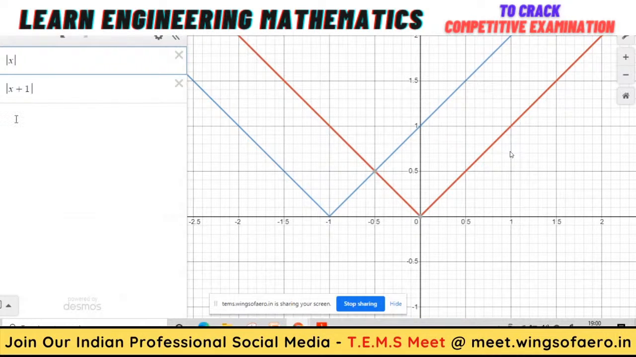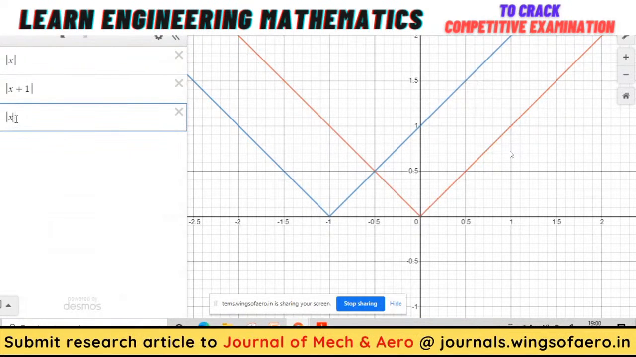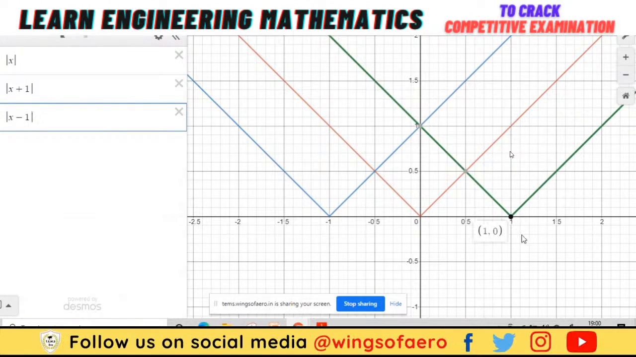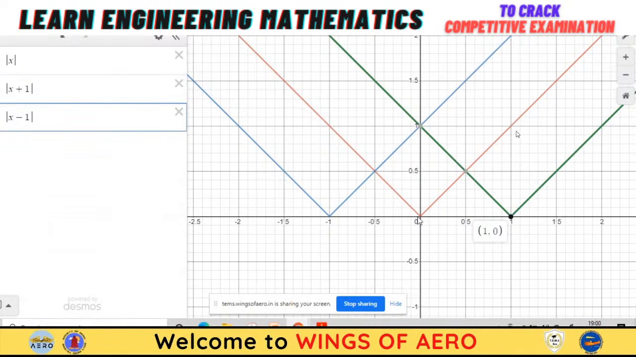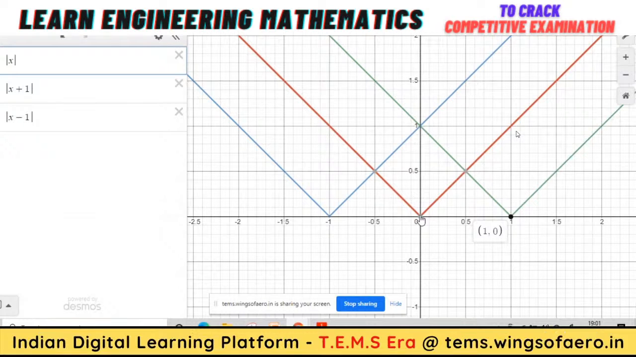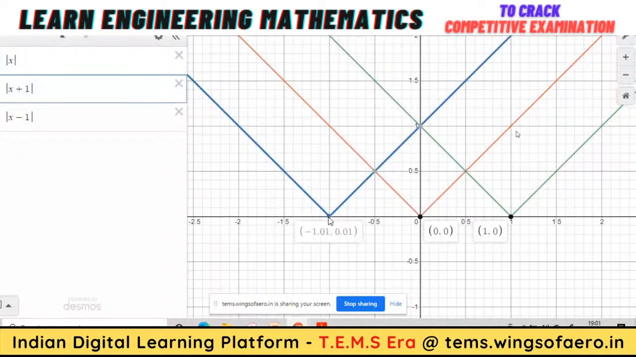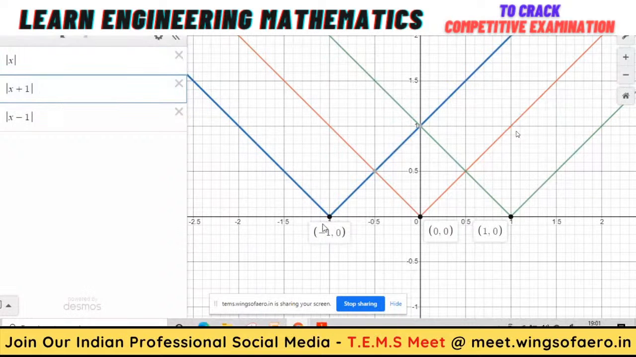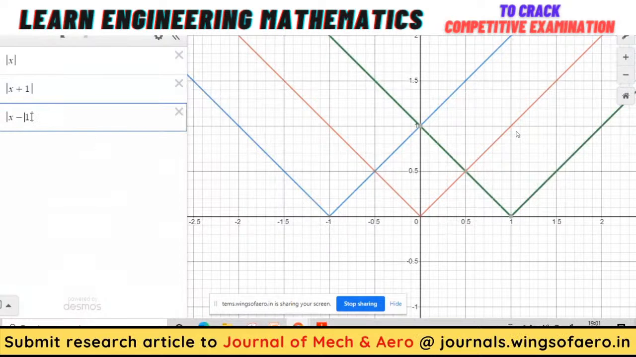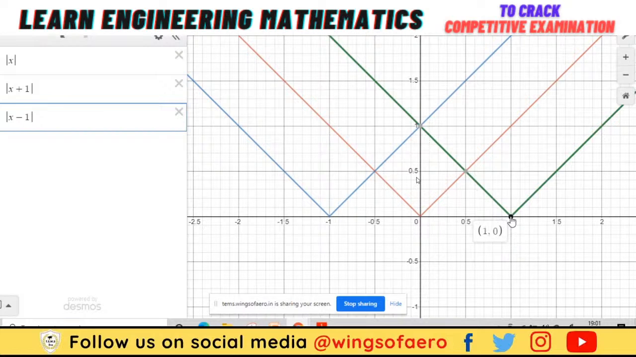If it is mod of x minus 1, then look at this. What is the V point? 1. So always remember, if it is mod of x plus 1, it means the V point will be at the -1 point. Now for x minus 1, the V point will be at 1.